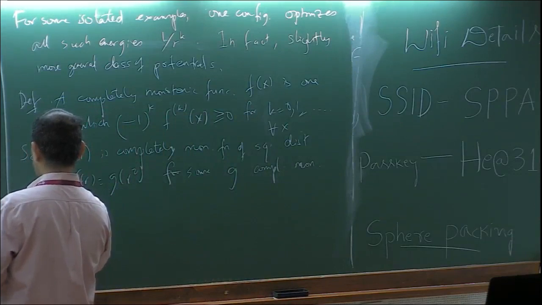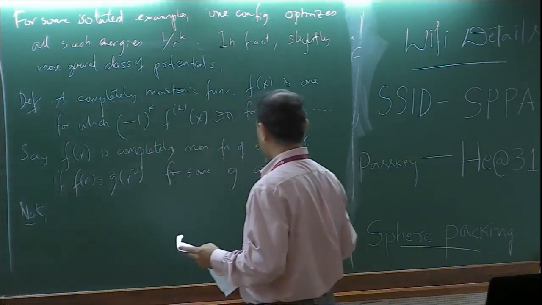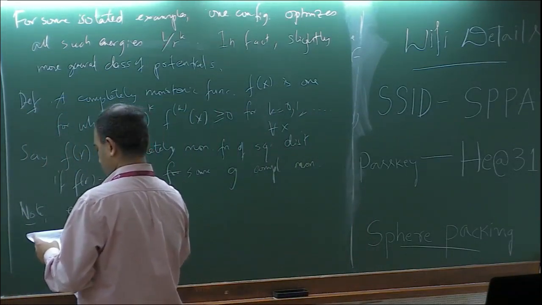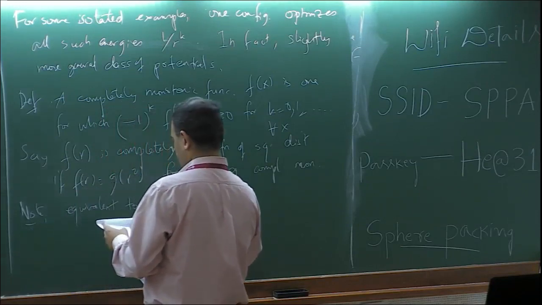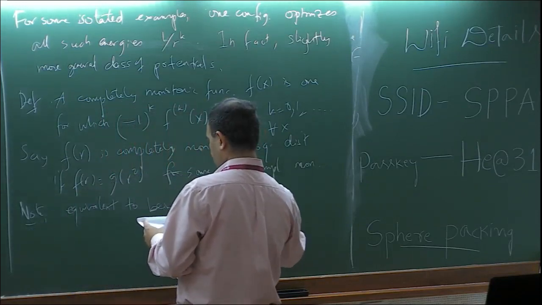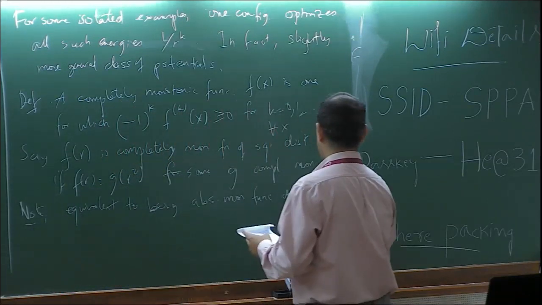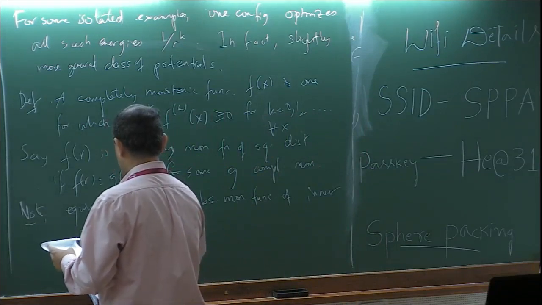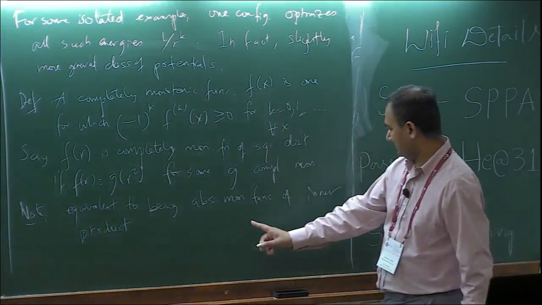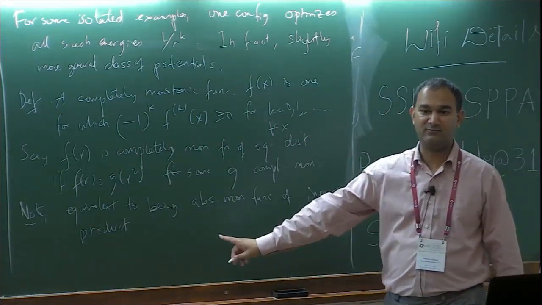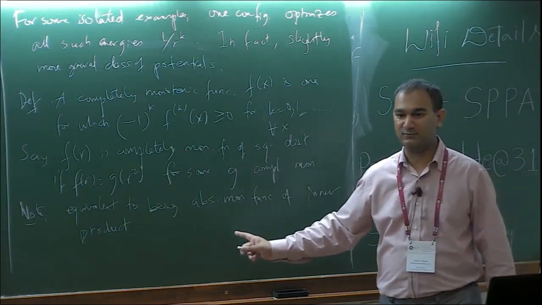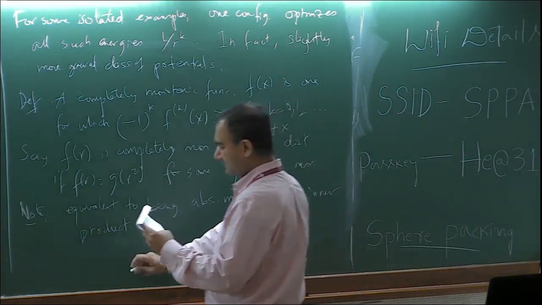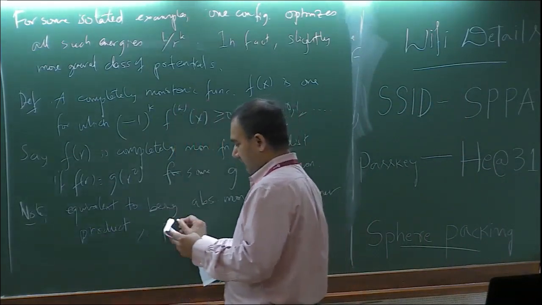So let me make a little note. Being a completely monotonic function of squared distance is equivalent to being an absolutely monotonic function of inner product. Completely and absolutely might sound like synonyms, but apparently they're not for analysts. Absolutely means that all derivatives have the same sign, greater than or equal to 0. So all derivatives are non-negative.